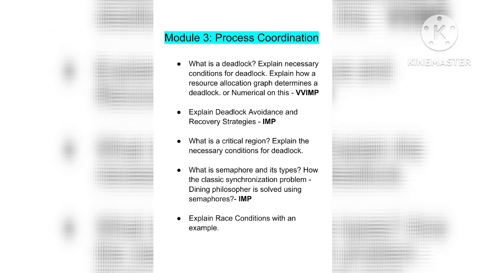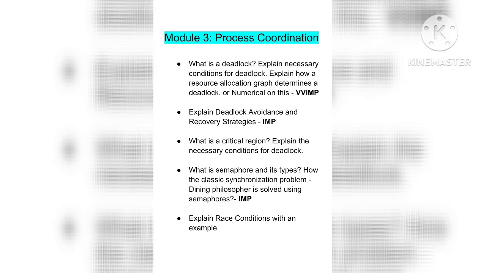Module 3. Process Coordination. Let's begin with a key issue: deadlocks. A deadlock occurs when a group of processes are blocked, each waiting for a resource held by the other. We will discuss the 4 necessary conditions for a deadlock and how a resource allocation graph helps detect it. Next, we talk about deadlock avoidance and recovery strategies, including techniques like the banker's algorithm and process killing.